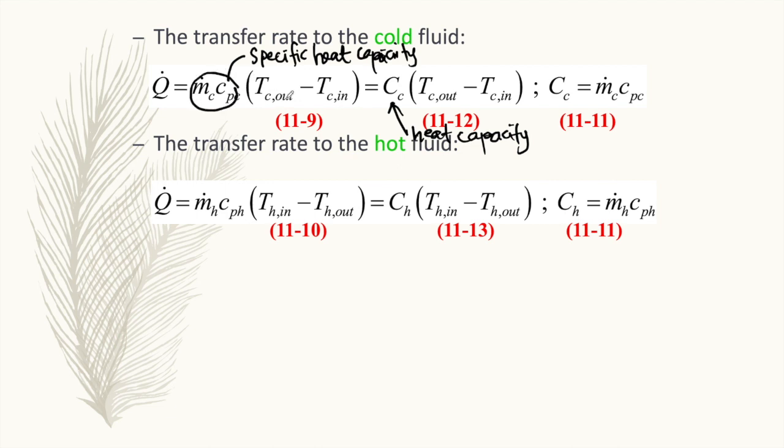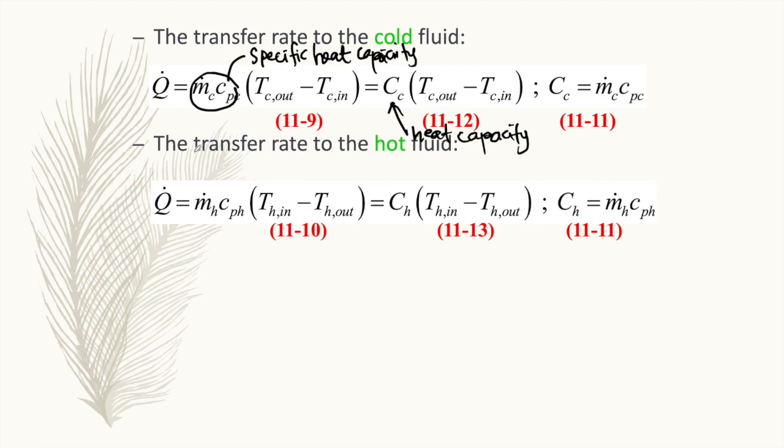So Tc out is always greater than Tc in. Why? Because the hot fluid will transfer energy to the cold fluid, therefore the exit temperature for the cold fluid will be greater than the cold fluid inlet temperature.